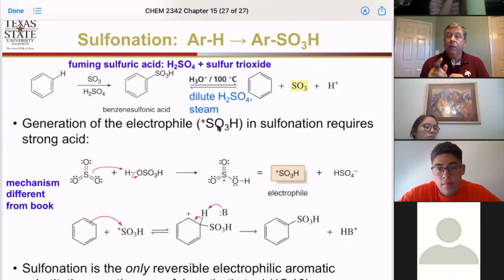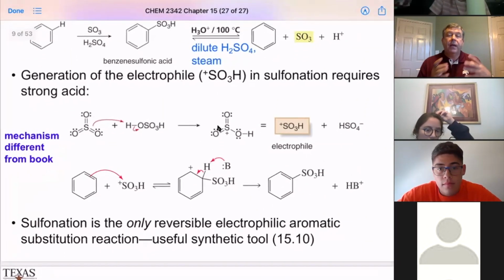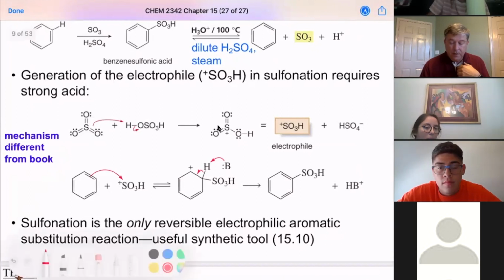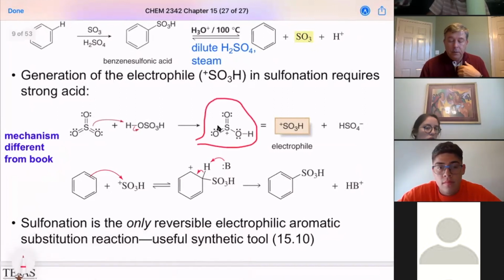So this is the only one of these substitution reactions that's reversible, but keep that in mind. But let's look at the mechanism directly, okay? So in the case of that, we have SO3 interacting with sulfuric acid. It is protonated by the sulfuric acid to generate this species here, which is our true electrophile.